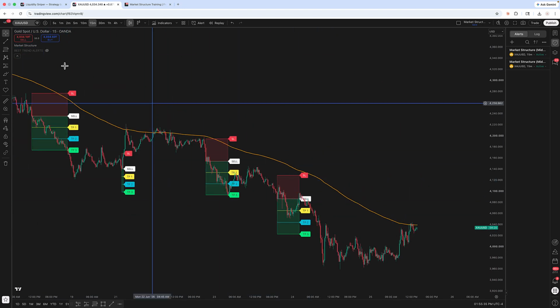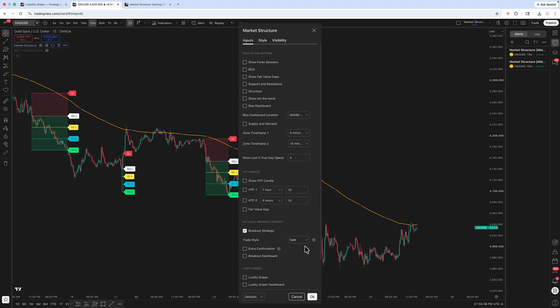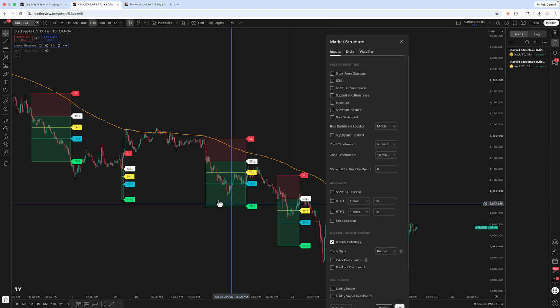And what's cool about this, guys, is that you can customize how you want it to be. Let's say you want to choose balance. It'll choose a better risk to reward on your behalf. If you choose runner, that means you're going to go for a higher TP. So that's like a 1 to 2. You can choose runner, which can be a 1 to 3, and so forth.